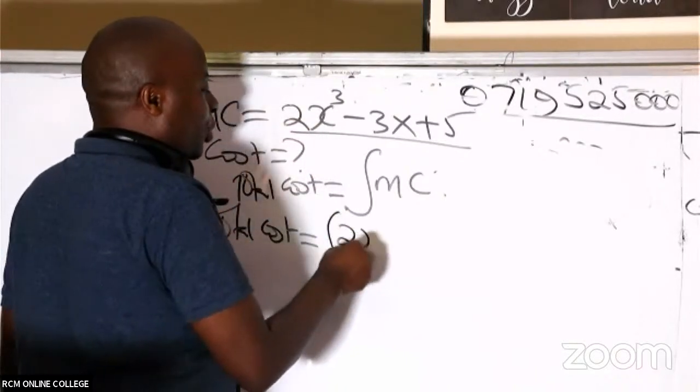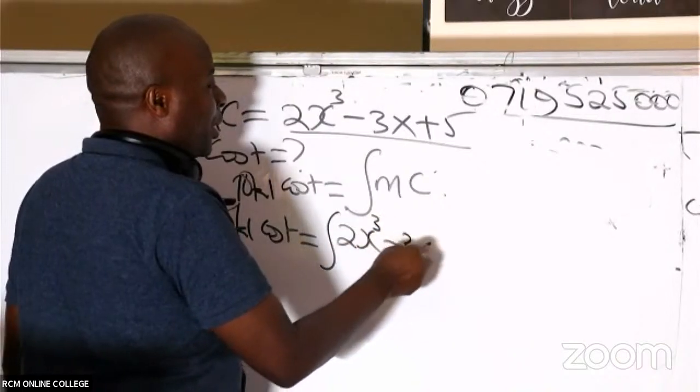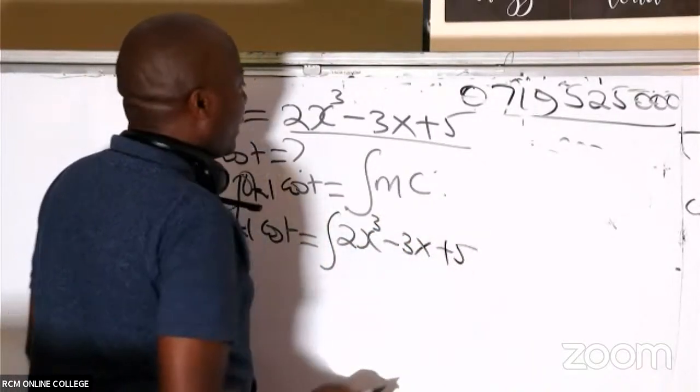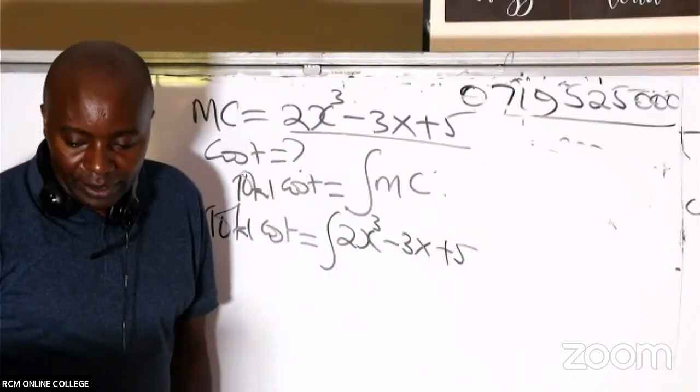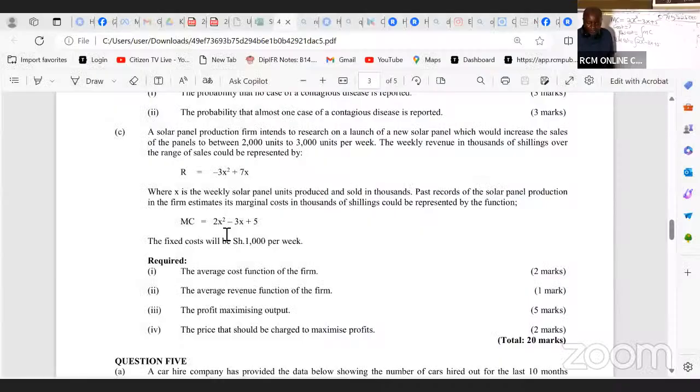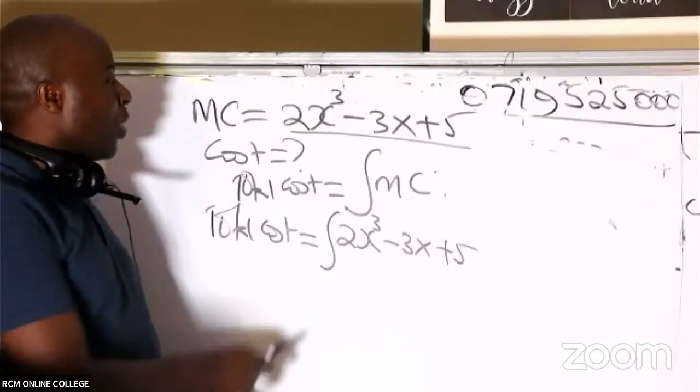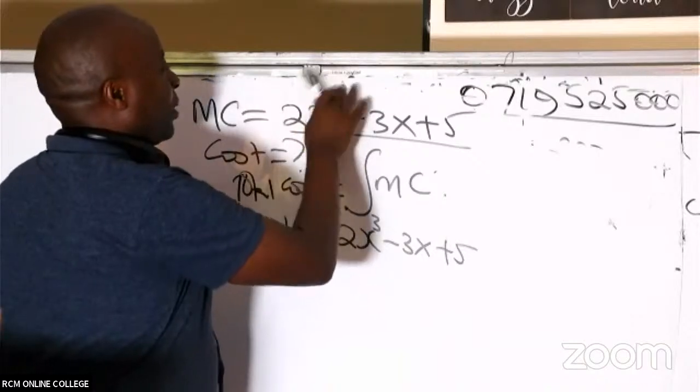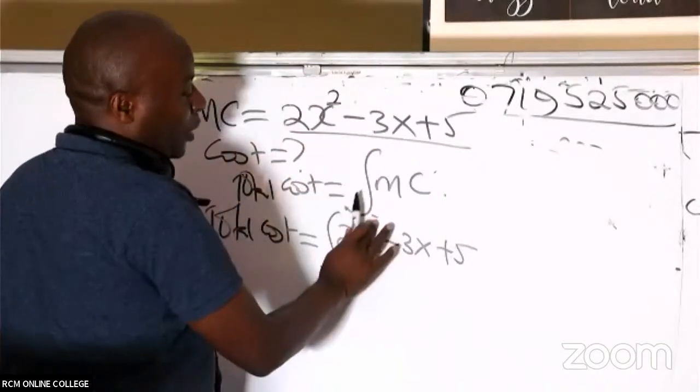So I'm integrating here 2x cubed minus 3x plus 5. Is it x cubed, or let me see again. I think I must have taken it wrongly. It's 2x squared. It is 2x squared here. So they want me to integrate this.